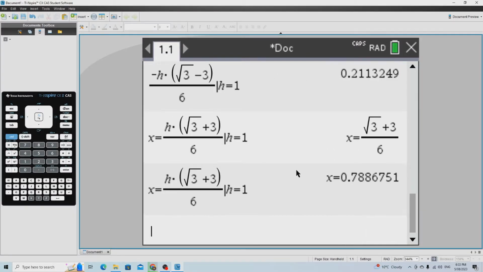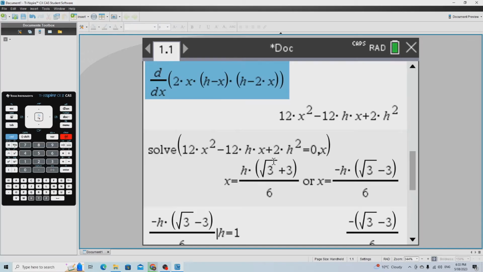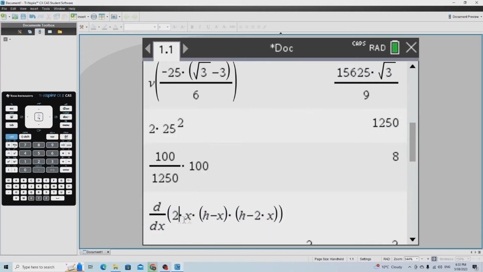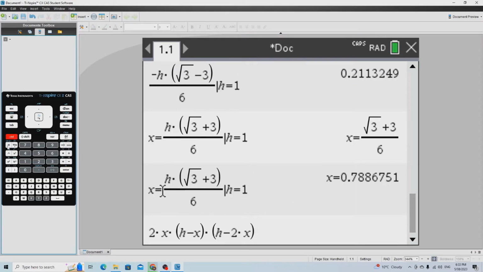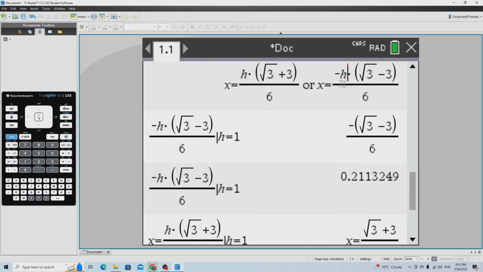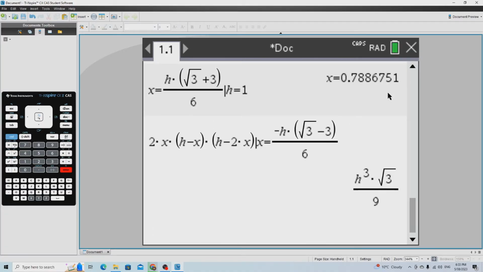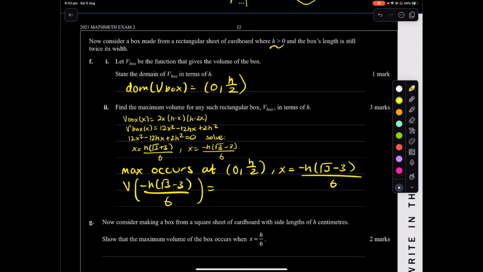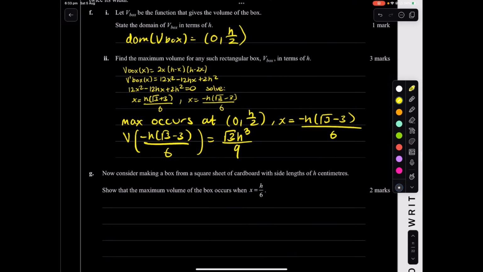We can't actually say V of, because it's a different V. So I'm going to take this and bring it over here, given that this is the value we want. It gives us this over here: root 3 h cubed over 9. That's your answer. Is that right? Okay, that's your answer for that one.